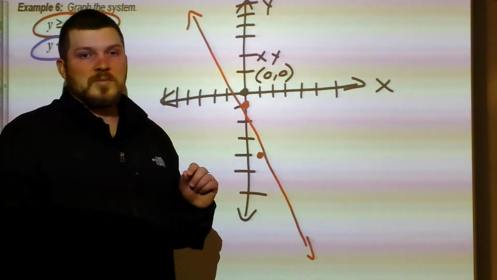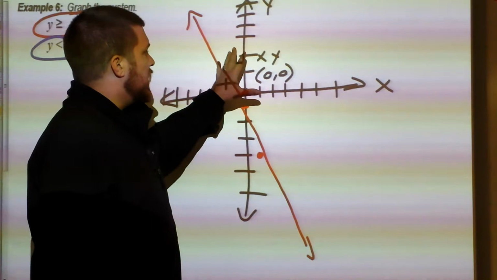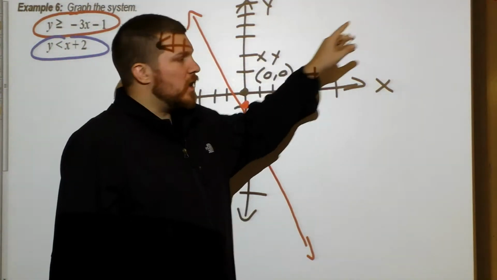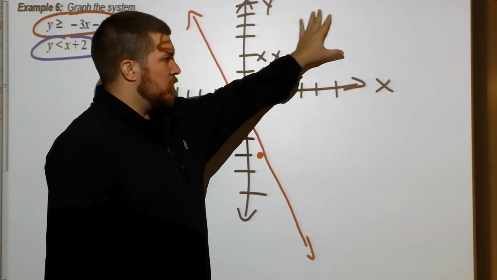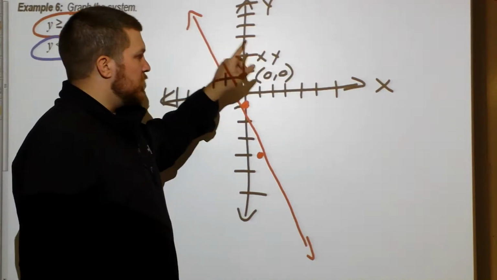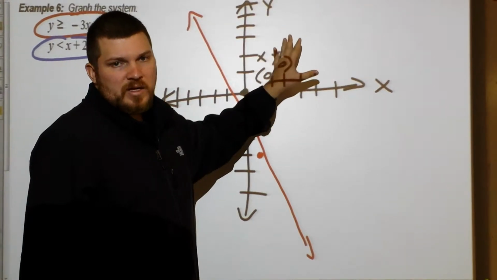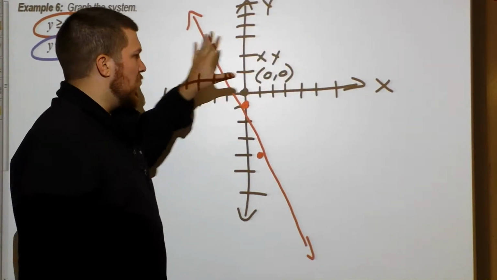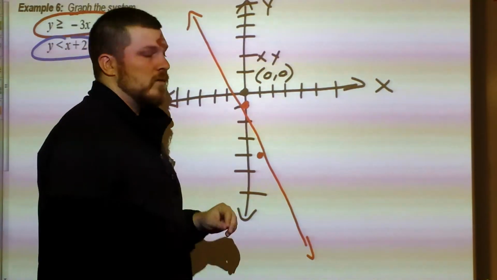And if it comes out to be a true inequality, then I'm going to shade on the same side where 0, 0 is, so on the right side of this line. If 0, 0 does not make the inequality true, then that implies that everything on the left-hand side will work.